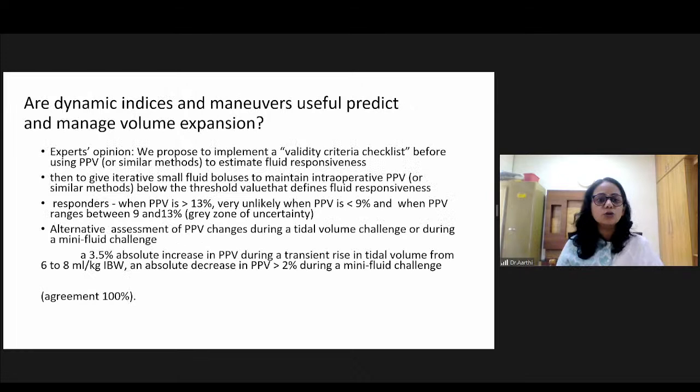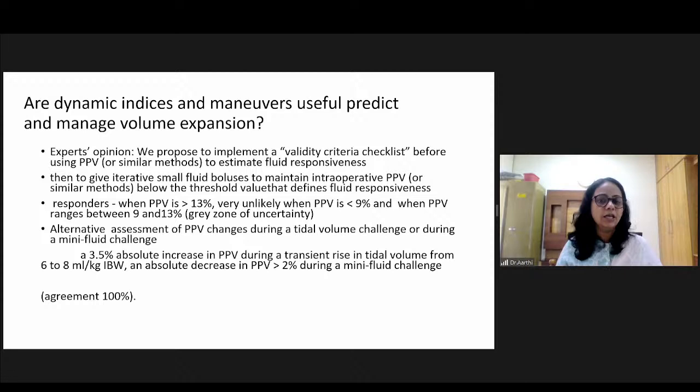Use dynamic indices like pulse pressure variations, stroke volume variations, and maneuvers to predict and manage volume expansion. As we discussed earlier, the validity criteria checklist should be performed before using pulse pressure variation to estimate fluid responsiveness, and also to give small fluid boluses to assess the pulse pressure change in responders. Responders are those who have a pulse pressure variation of more than 13%, and patients are unlikely to respond to fluid who have a pulse pressure variation of less than 9%.